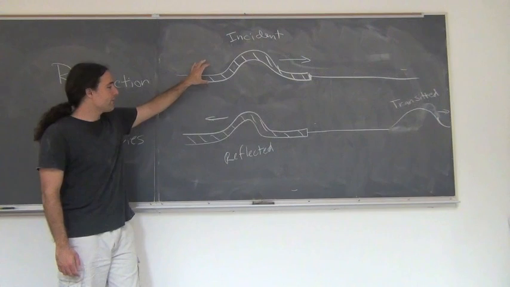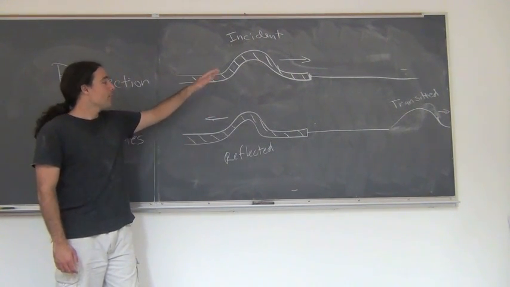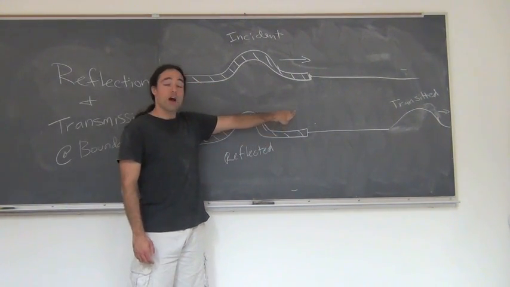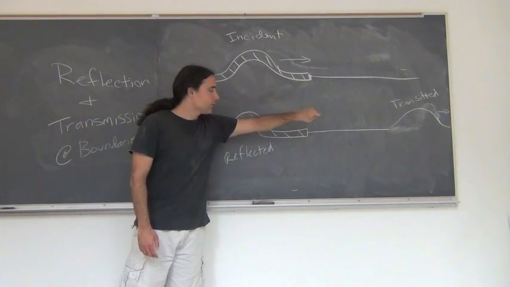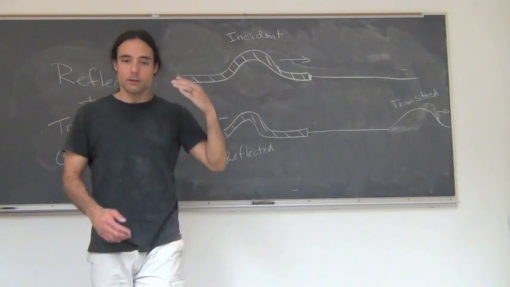So we've got our incident wave, reflected wave, transmitted wave, passing through a boundary. We've gone from a dense medium to a thin, low mass medium.